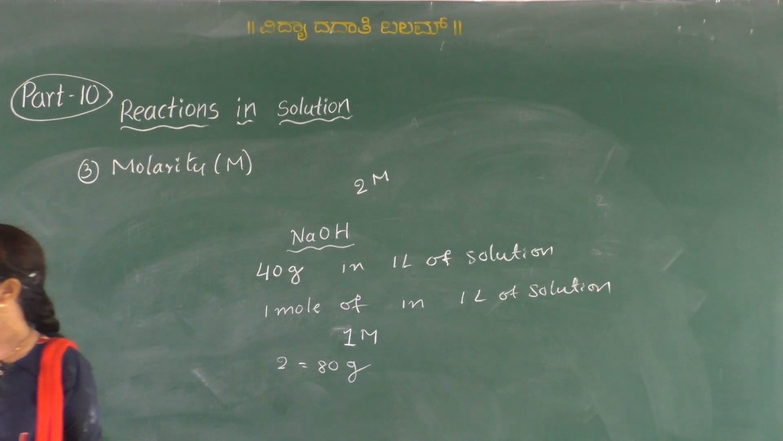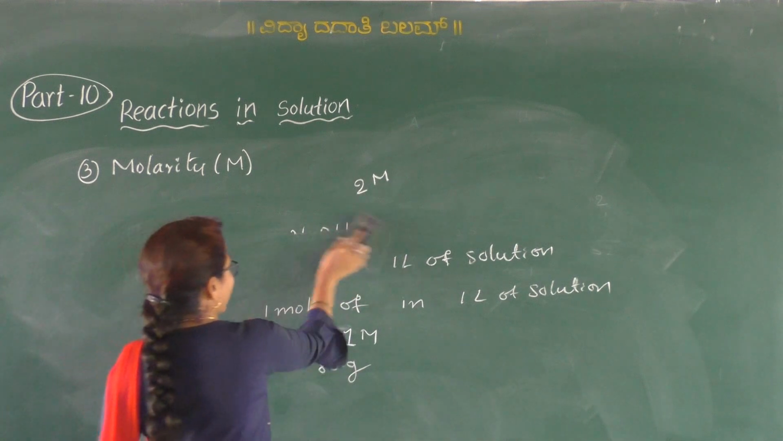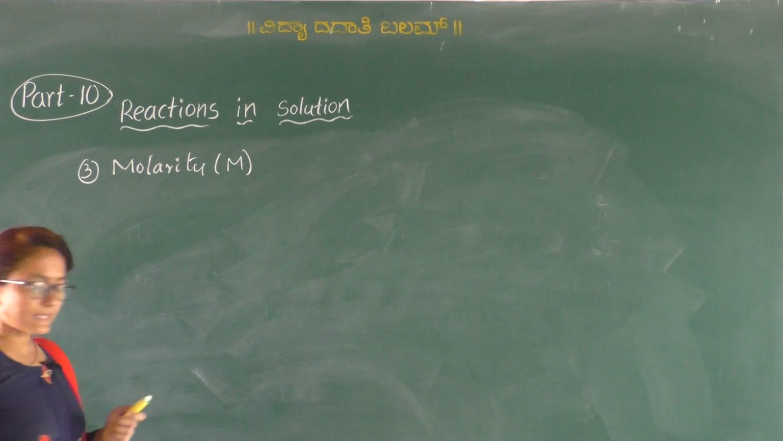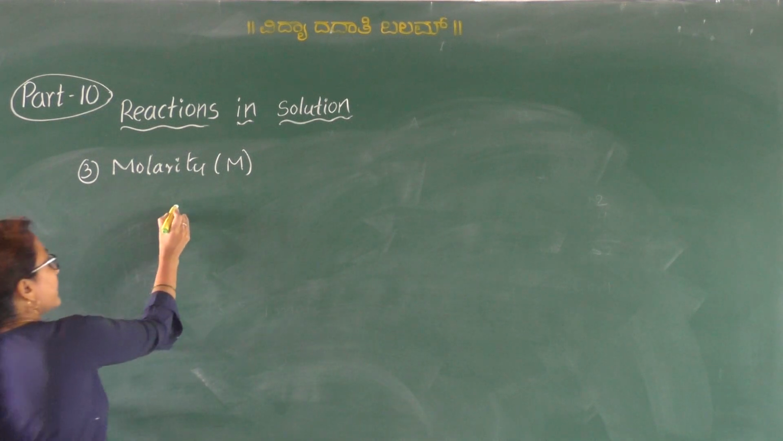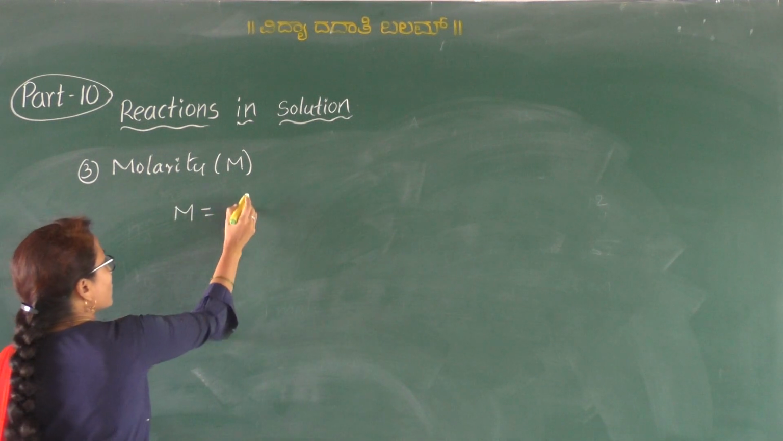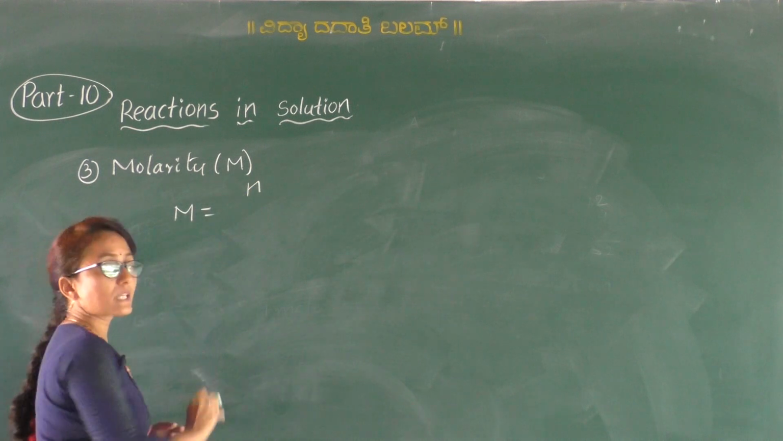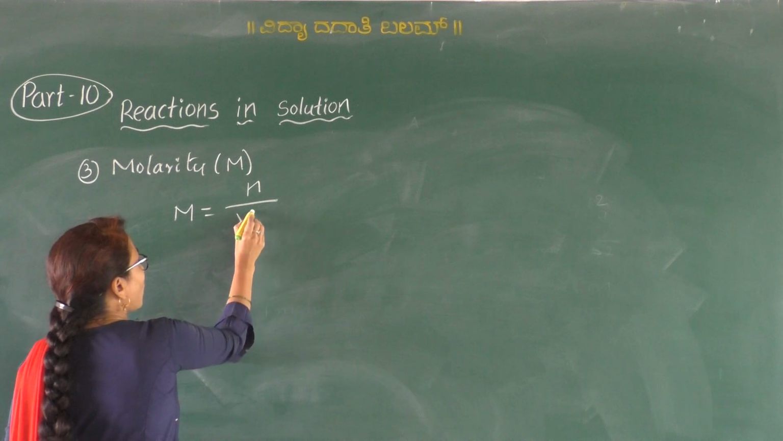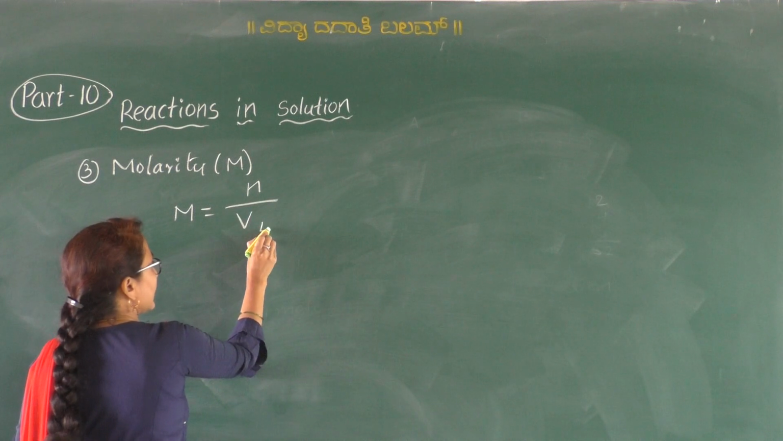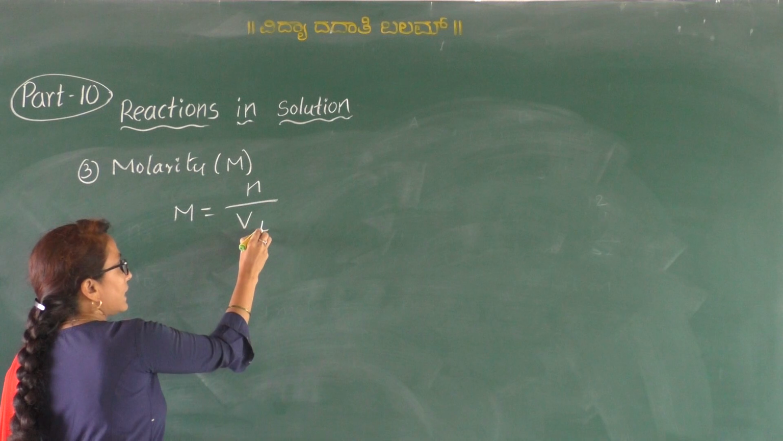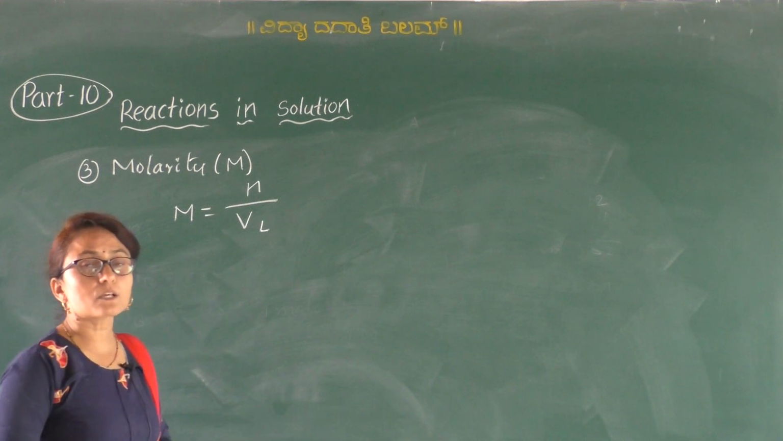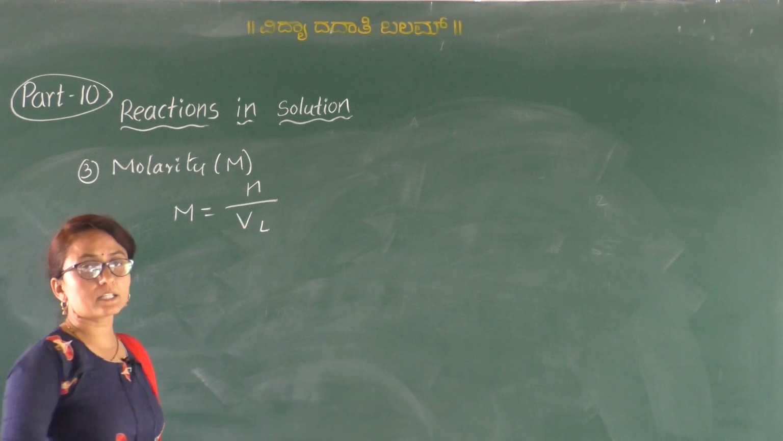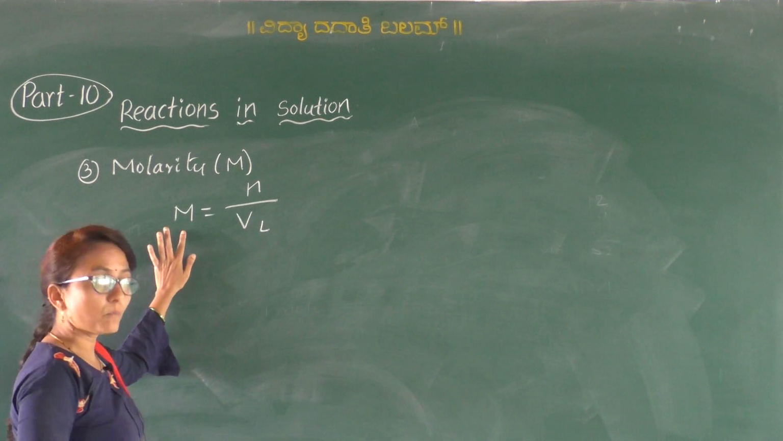Therefore, to find out the molarity of the solution, we have the formula. Molarity of the solution is equal to the number of moles of solute divided by volume of solution in liter. The subscript L indicates that the volume is measured in liter. So the number of moles present in 1 liter of the solution gives the molarity.